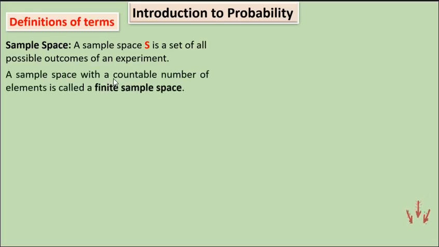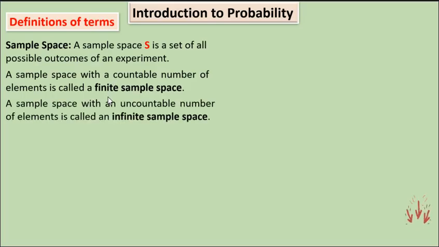A sample space with a countable number of elements is known as a finite sample space. Finite means countable, something you can count. Another example is an infinite sample space, a sample space with an uncountable number of elements. That's an infinite sample space.